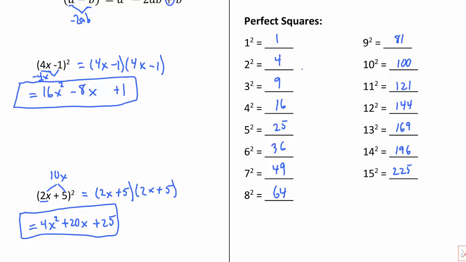Okay. I do expect you to know what perfect squares are. So be able to recognize these numbers and understand that they are perfect squares of these numbers here.